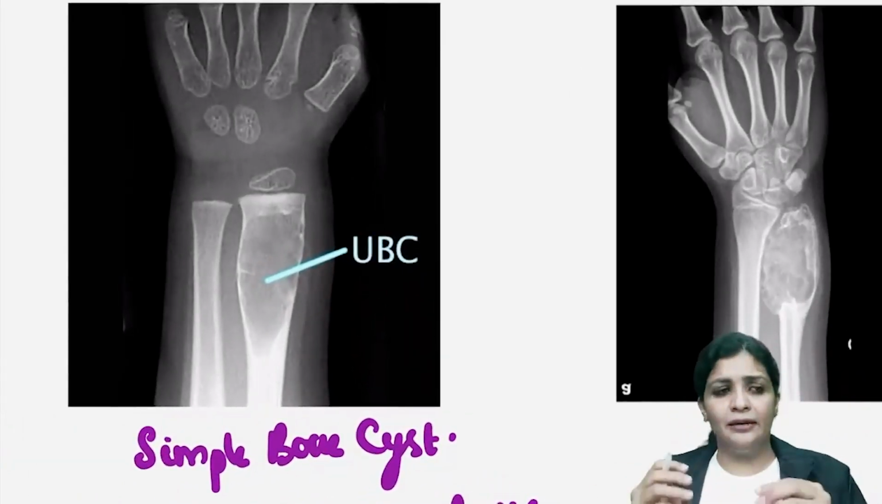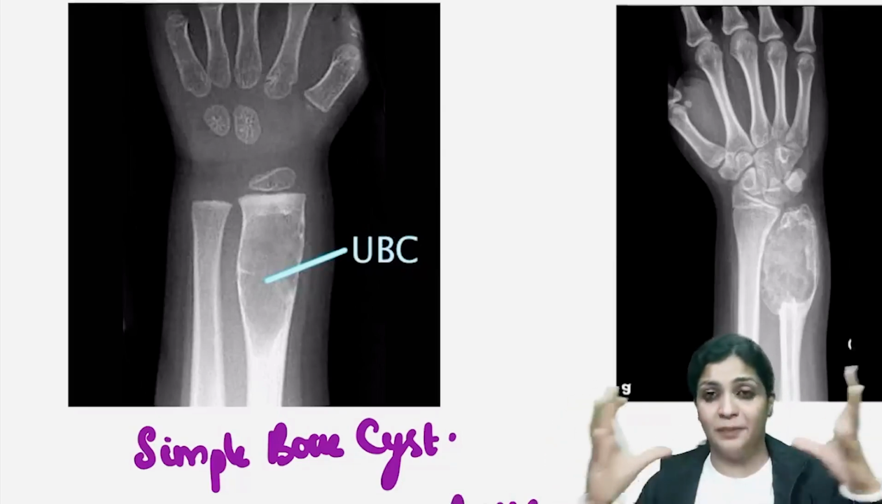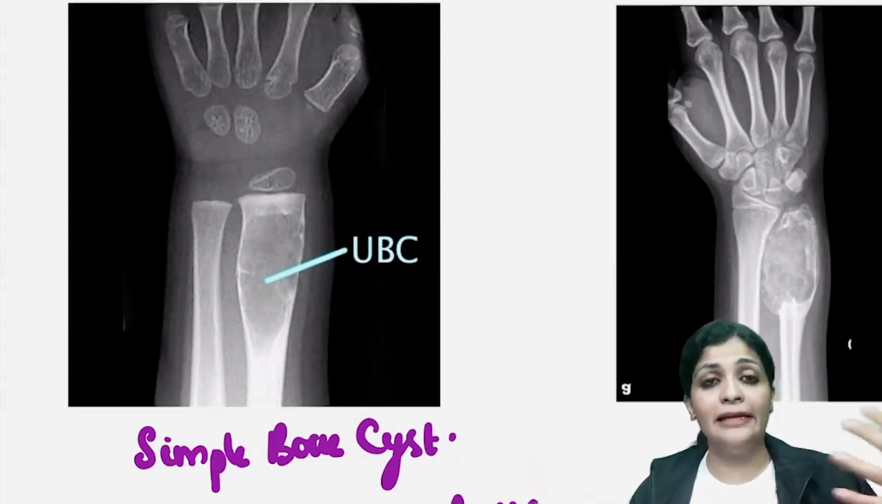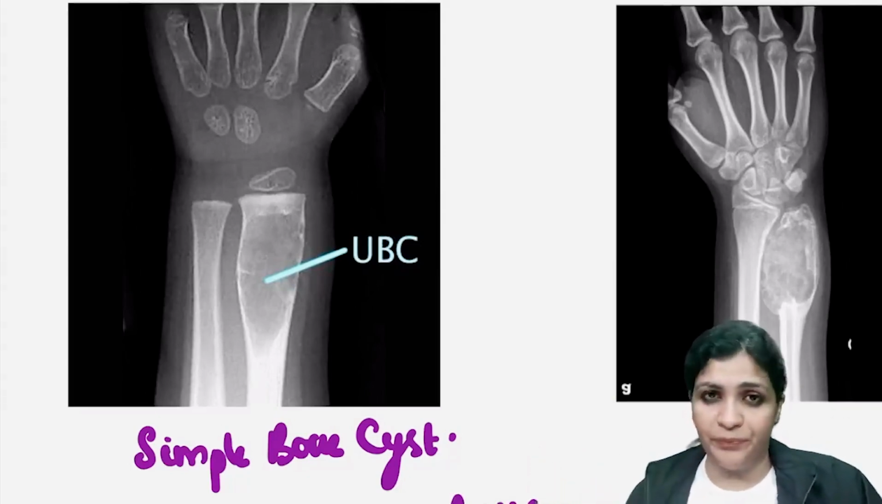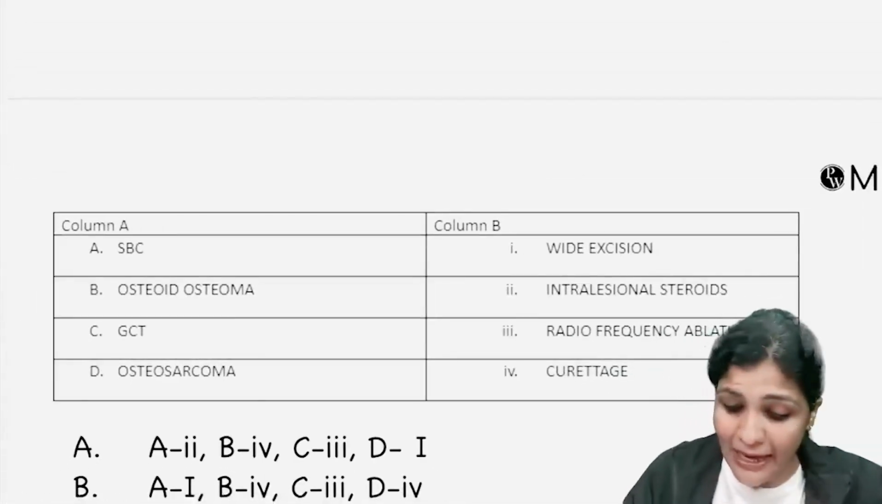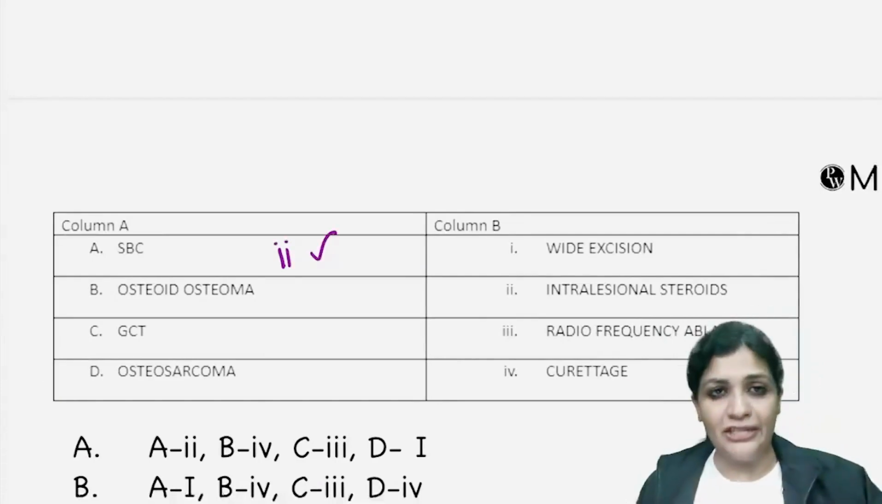Usually both the other cysts are very aggressive, very expansile. They go into more width than the width of the bone, right? So this is about the simple bone cyst. So what do you think is the treatment for it? The simple bone cyst, usually we treat with the intralesional steroids.